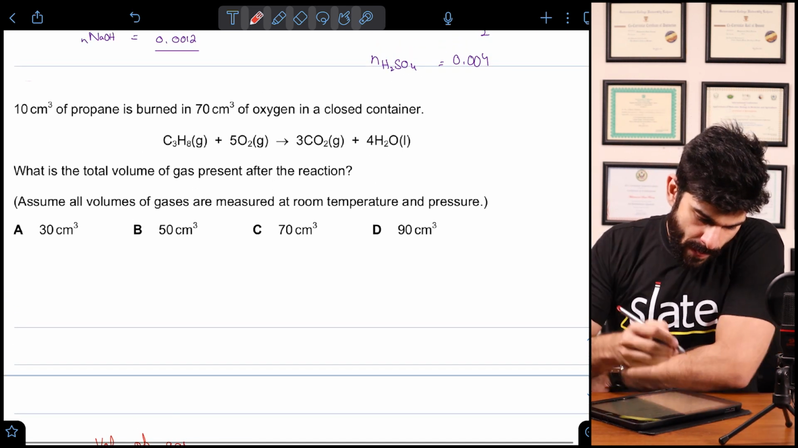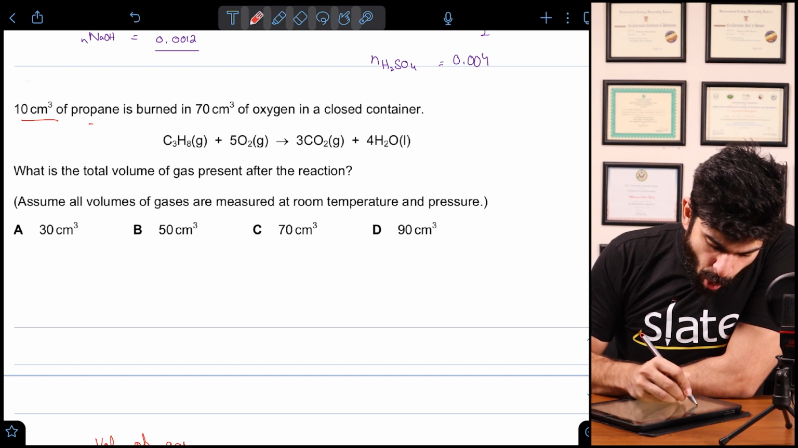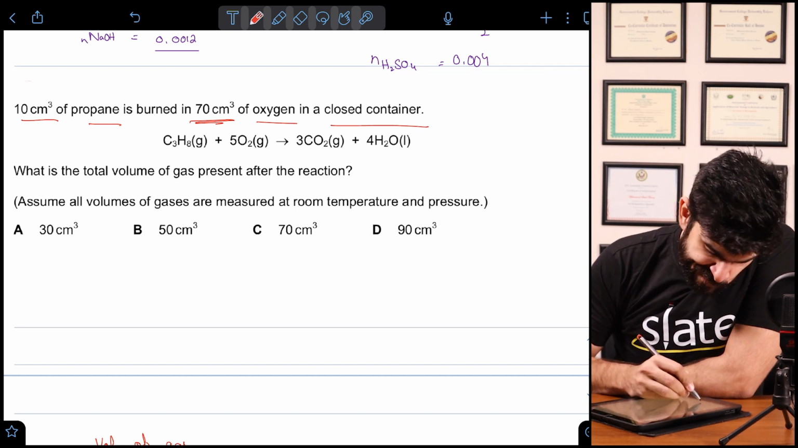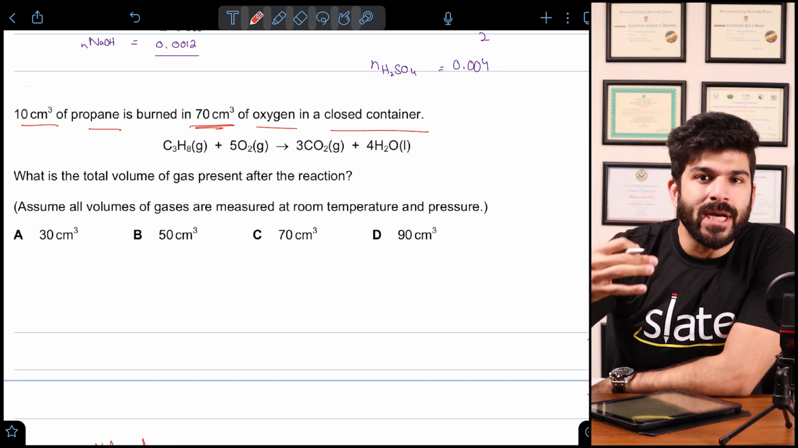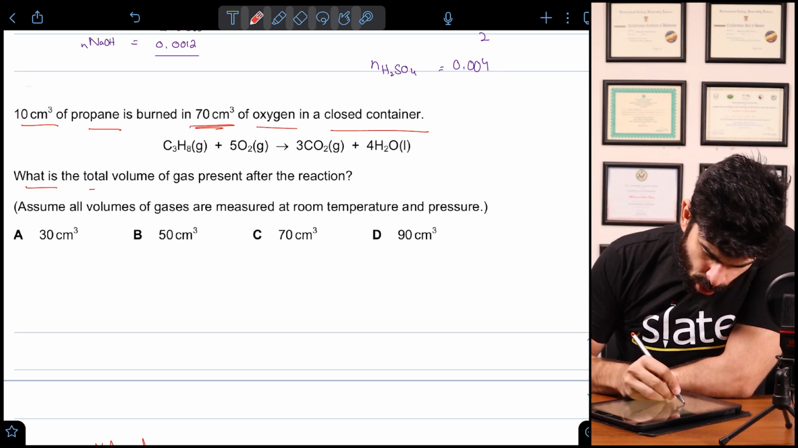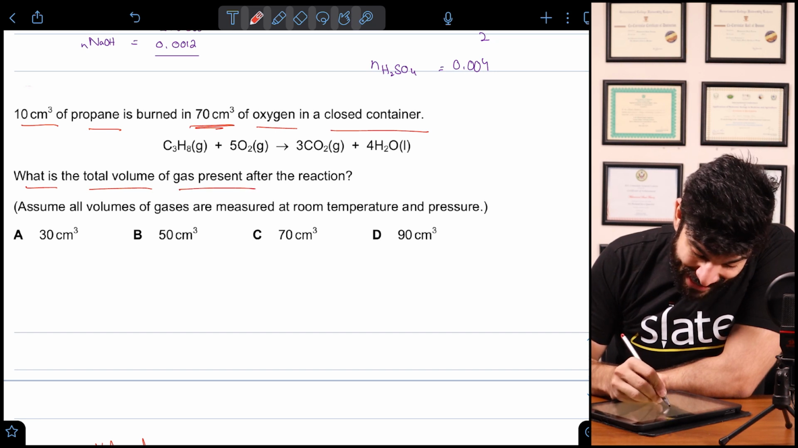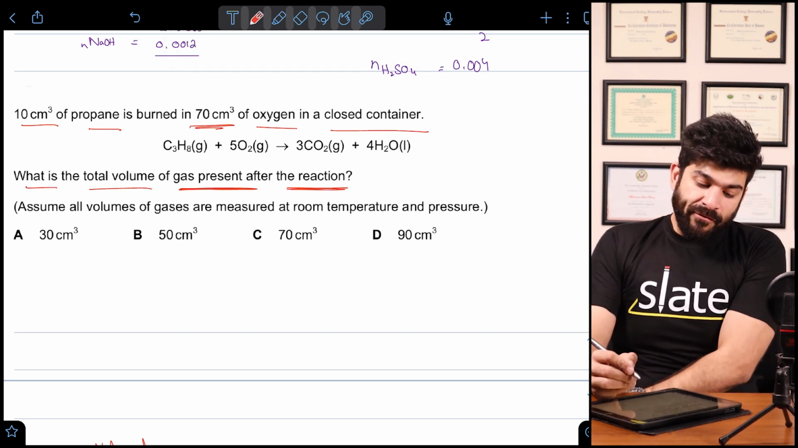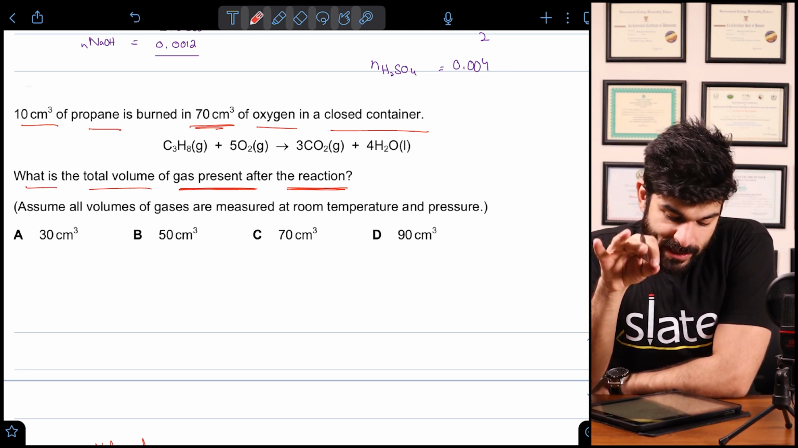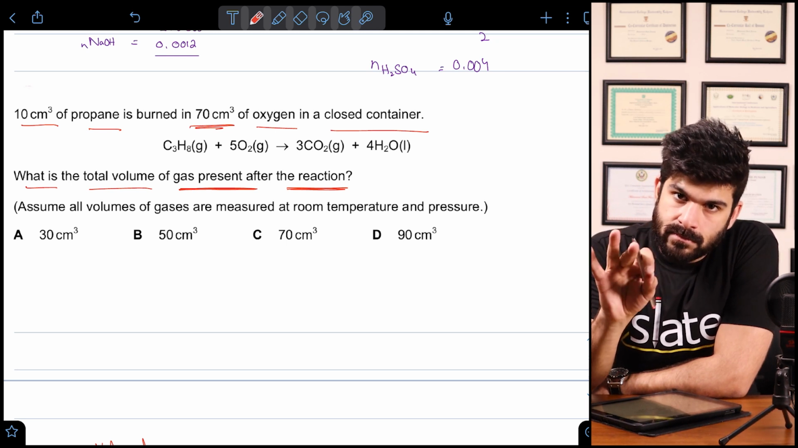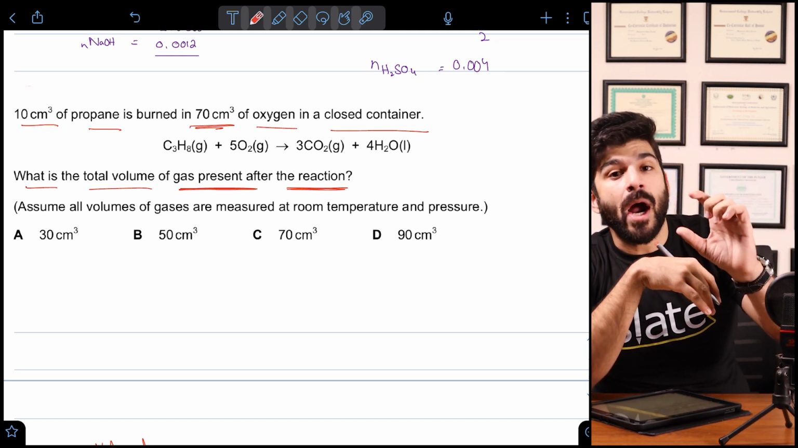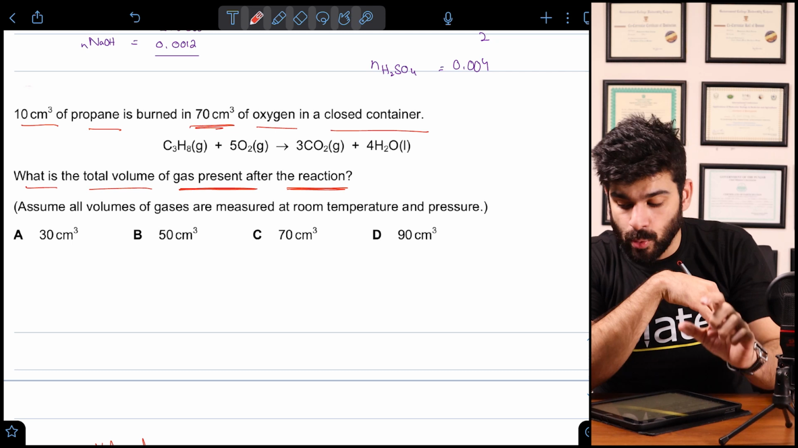Let's see this question. 10 centimeter cube of propane is burned in 70 centimeter cube of oxygen in a closed container. Why closed container? So that your products don't leave. And at the end, the volume of the mixture is fixed. What is the total volume present? Volume of gas present after the reaction. So after the reaction, if there is an excess, the excess also stays. As I said, after the reaction, the part that has not been used will stay.